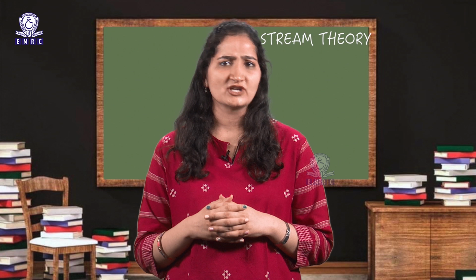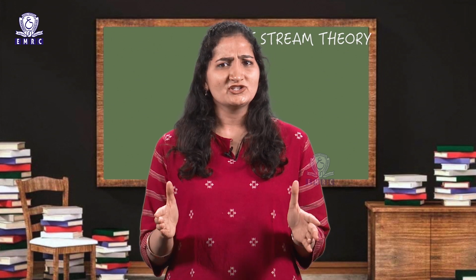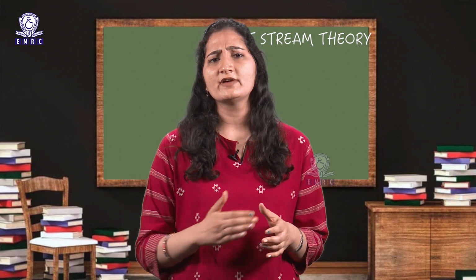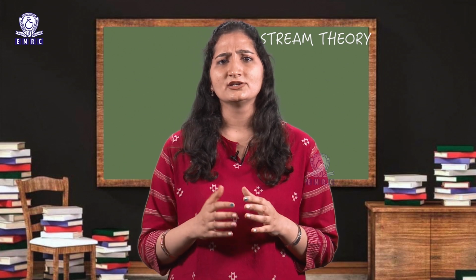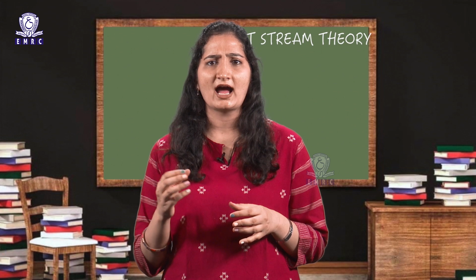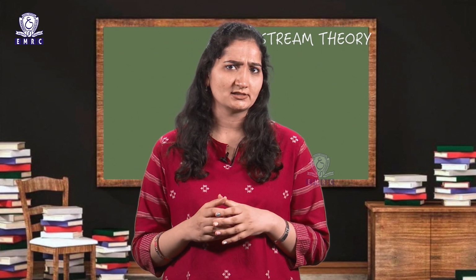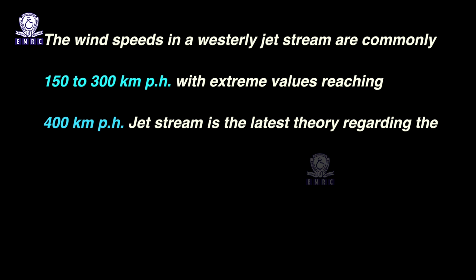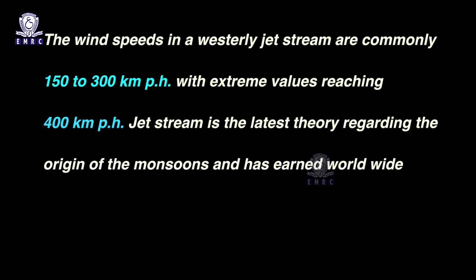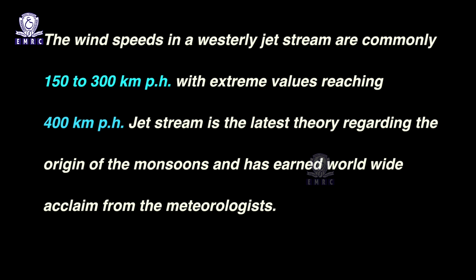The next theory, the jet stream theory. Jet stream is a band of fast moving air from west to east, usually found in the middle latitudes in the upper troposphere at a height of about 12 kilometers. The wind speeds in the westerly jet stream are commonly 150 to 300 km per hour, with extreme values reaching 400 km per hour.